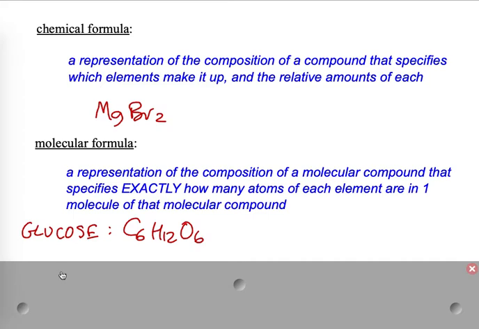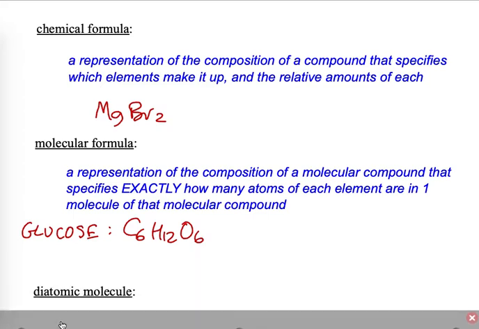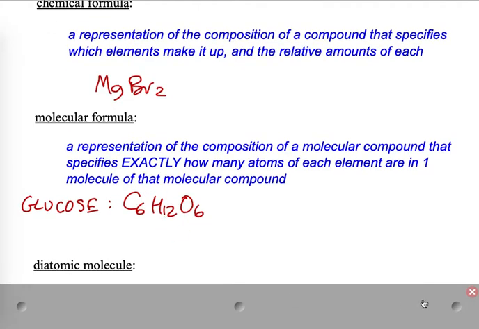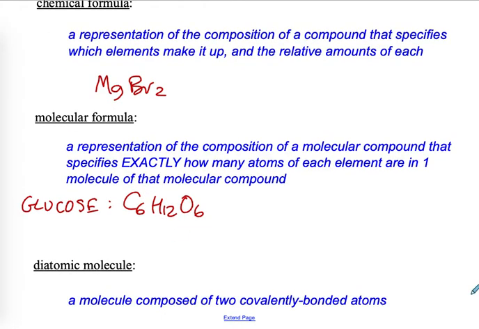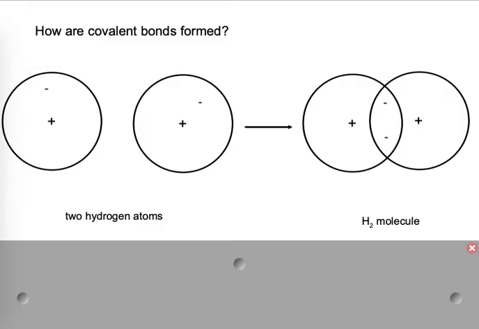And here's a term I'll use later on, diatomic molecule. As the name implies, a diatomic molecule is simply a molecule made up of 2 atoms that are covalently bonded together. So, how are covalent bonds formed?